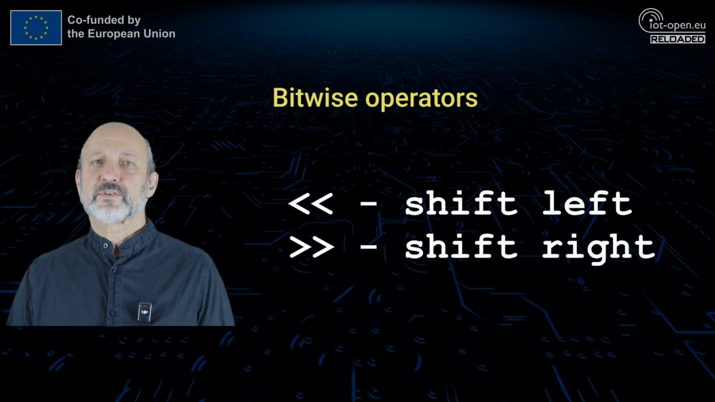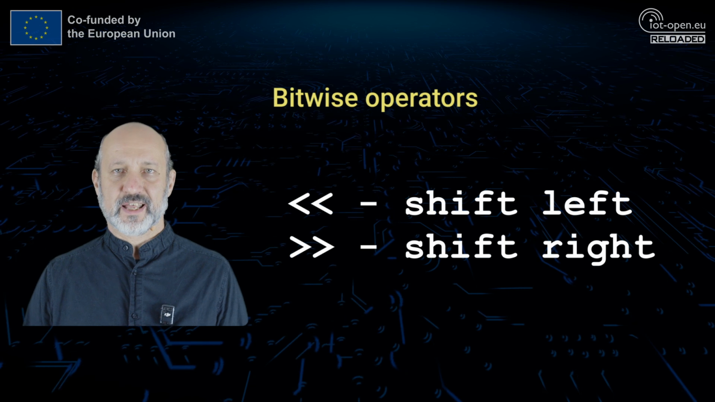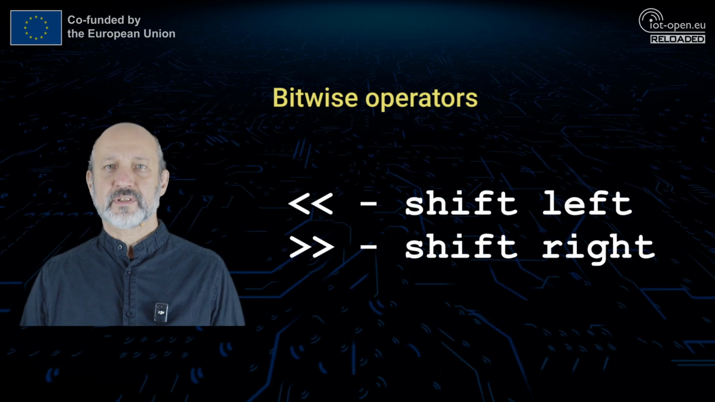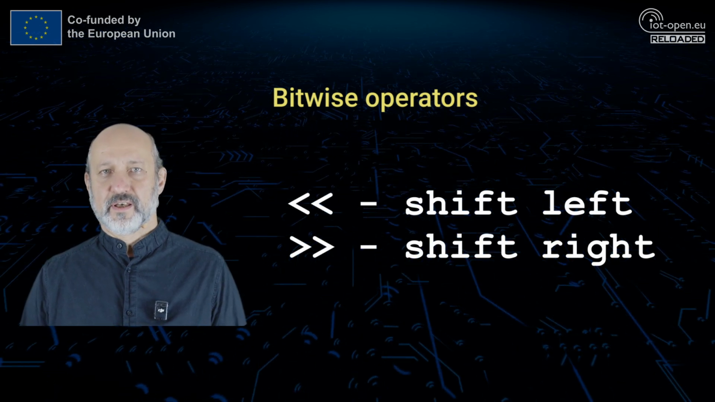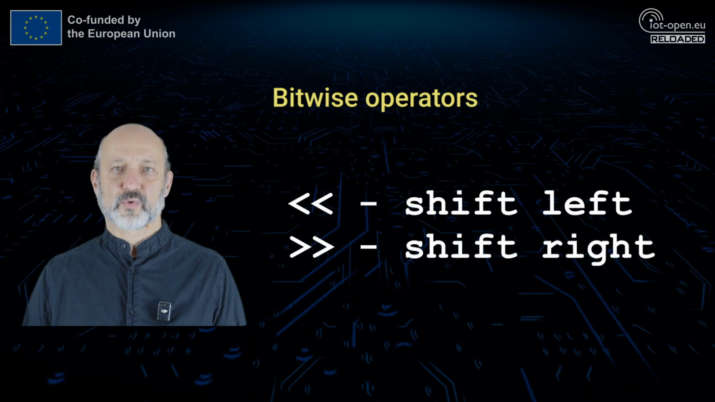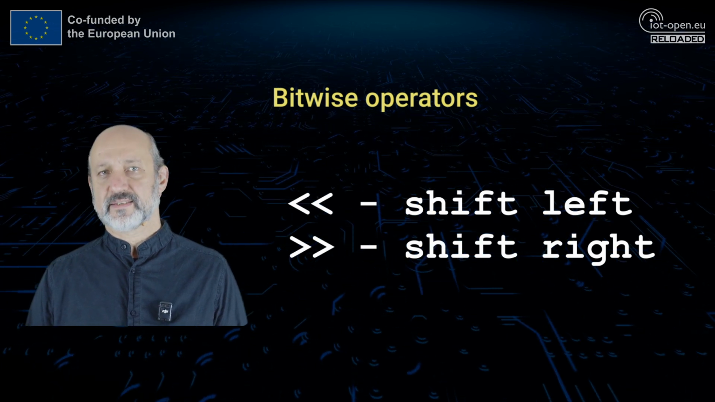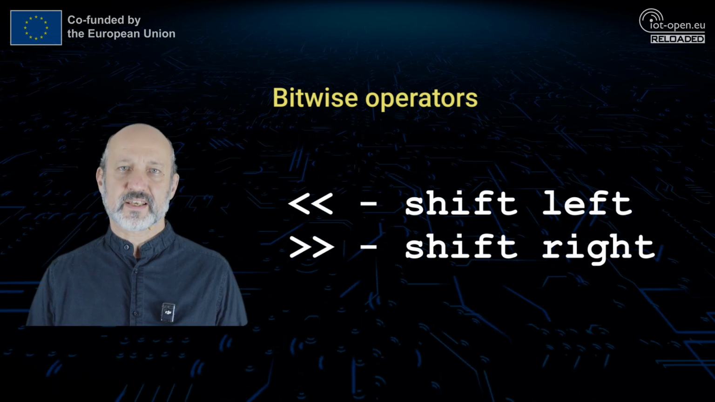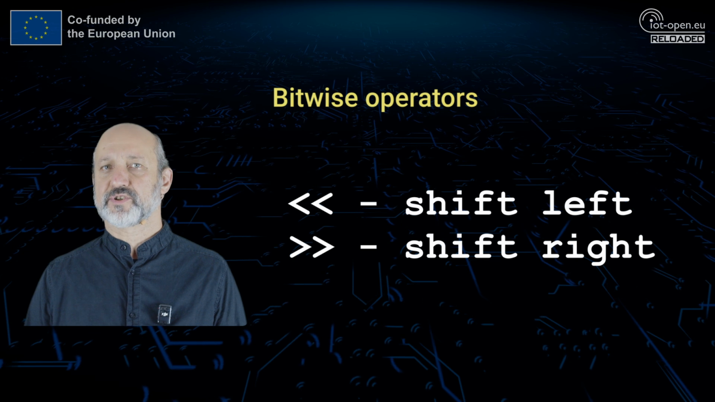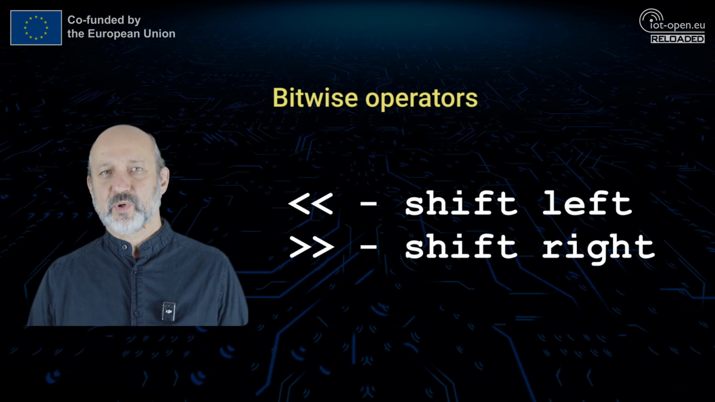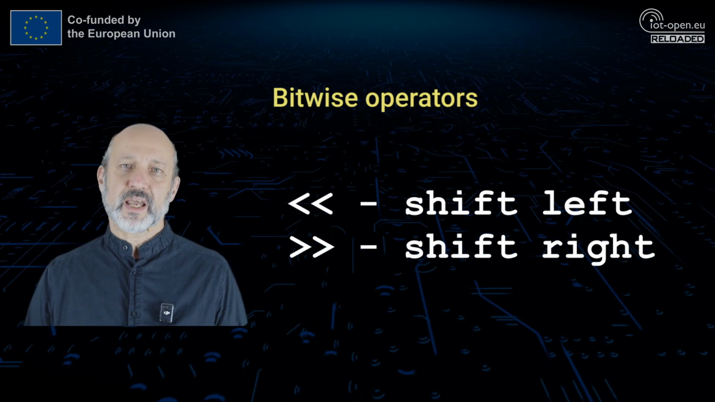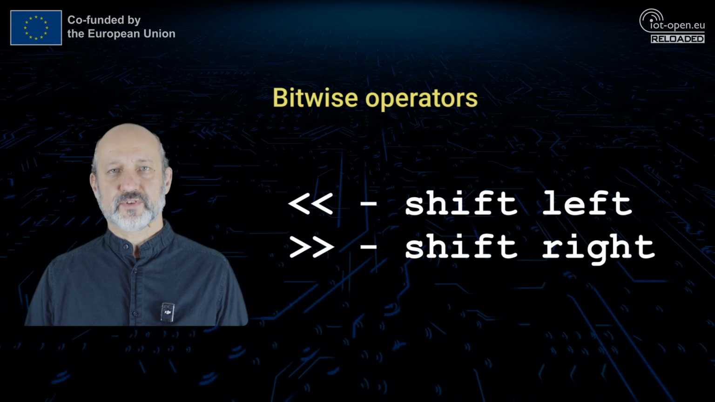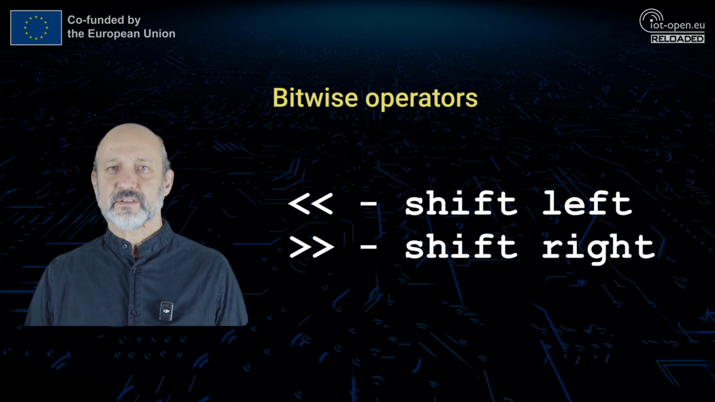Bitwise operators also allow data to be shifted left or right by a chosen number of bit positions. They are represented by double greater than or lower than signs. Shifting is often used in embedded programming to access the bit at a specific position. Shifting data one bit left results in multiplication by 2, while shifting one bit right results in division by 2.